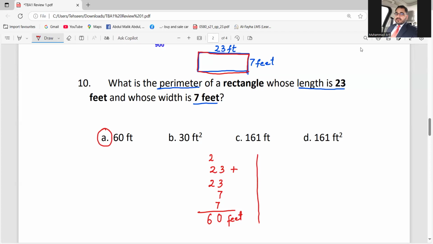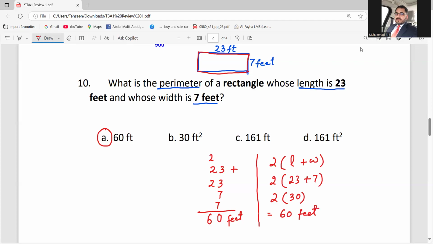And you can write like this also, as here 2 lengths and 2 widths. 2 multiply length plus width, like this also. Okay, 2 times length plus width. Length here is 23 plus width is 7. 23 plus 7 is 30, and 2 times 30 will be 60 feet, like this.